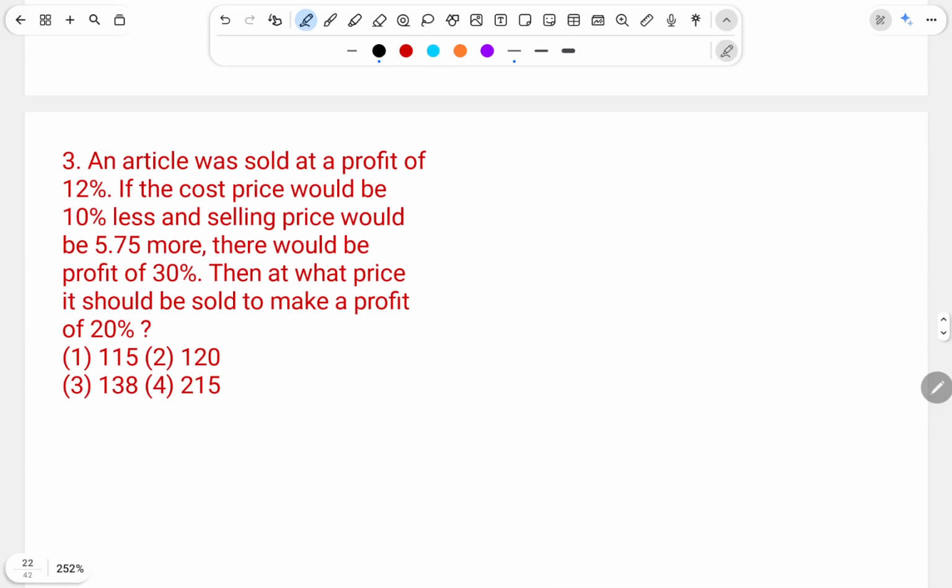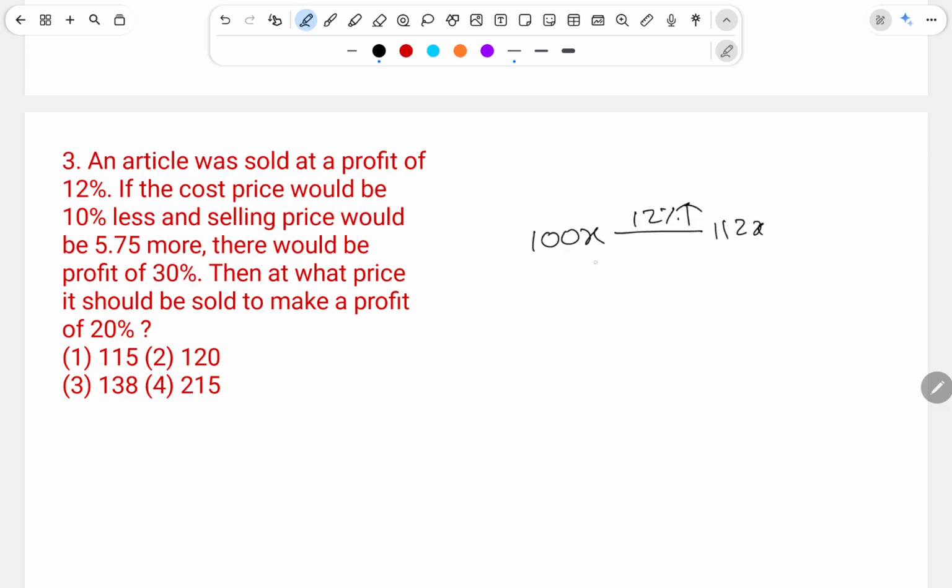Then an article was sold at a profit of 12%. If the cost price would be 10% less and selling price would be 5.75 more, then there would be a profit of 30%. Then at what price it should be sold to make a profit of 20%? An article was sold, suppose let 100x be the price of the article. It was sold for 12% profit, means it will be 112x.